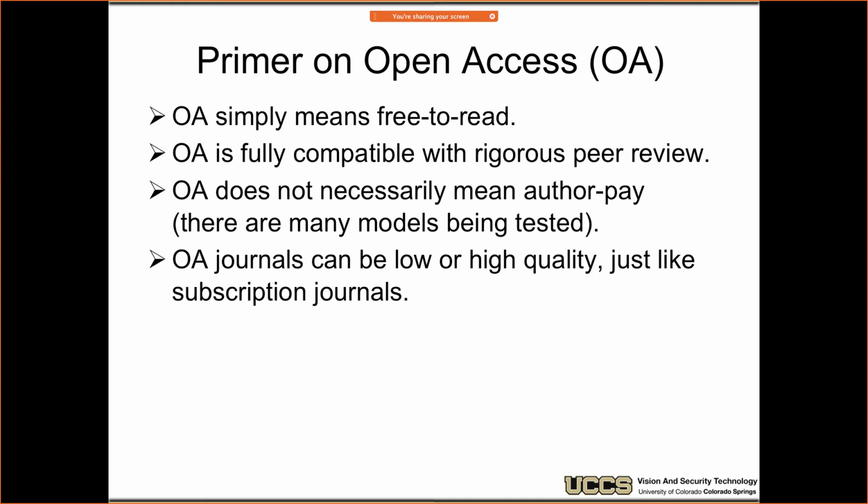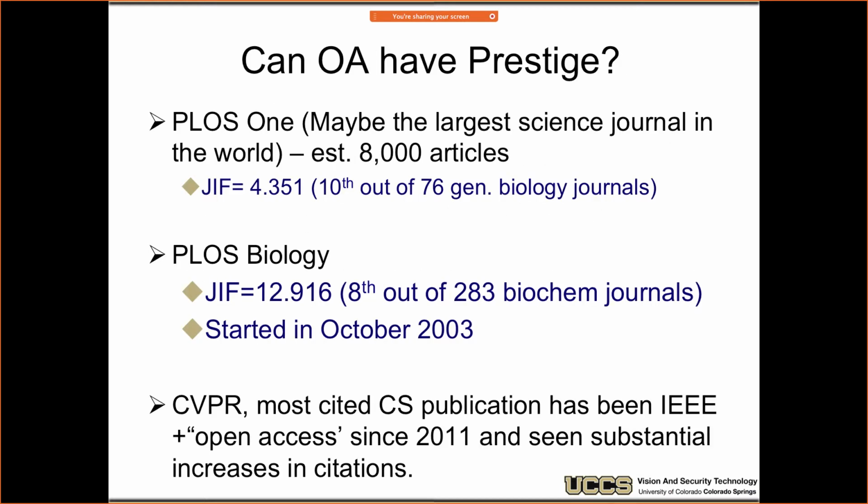Open access journals can be high quality, just like subscription journals. I think there's actually a greater variance. Can open access have prestige? PLOS One, which is maybe one of the largest journals in science in the world, has an estimated 8,000 articles per year. The journal impact factor is 4.5. It's 10th in the general biology journals, and it's a pure open access journal. Everything is open access. PLOS Biology has a journal impact factor of 12.96, right? It's 8th in the biochem journals. It started in 2003, and again, open access. Both of those are open access, and the author pays, right? But you don't pay a lot, but you still pay something.